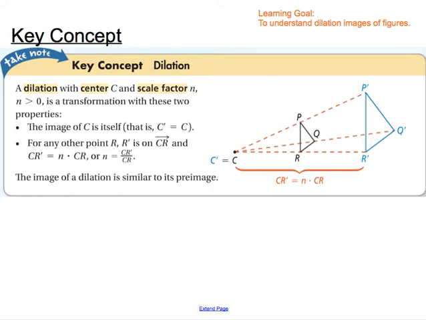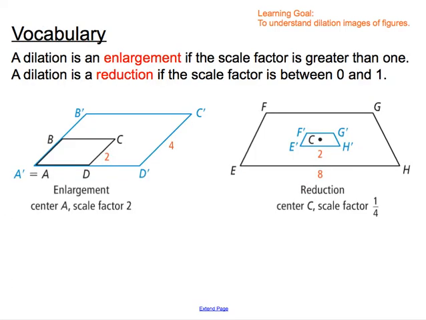So you can see here the original distance from C to R becomes n times CR when we take C to R prime. And because of this, the figures actually get a little bit bigger as they move further away from the original pre-image. So this black figure is the pre-image and the blue figure is the image. If the scale factor is between 0 and 1, the pre-image will then get closer to the center of dilation and become smaller. So a dilation is an enlargement if the scale factor is greater than 1, and a dilation is a reduction if the scale factor is between 0 and 1.